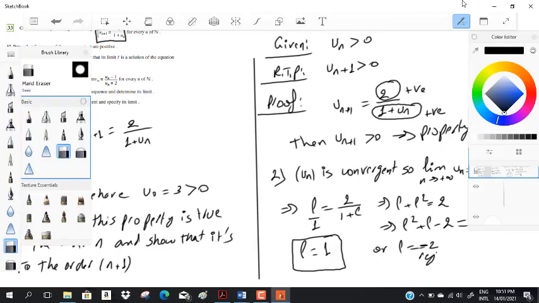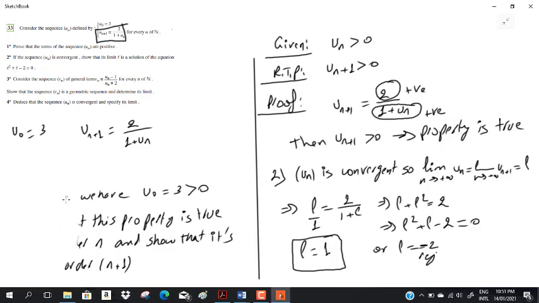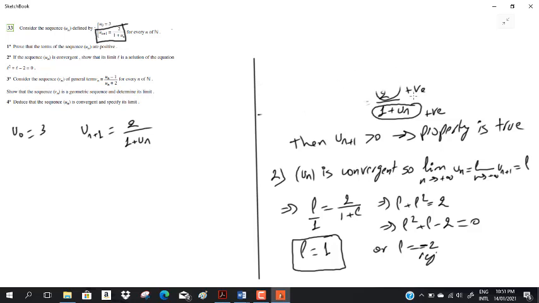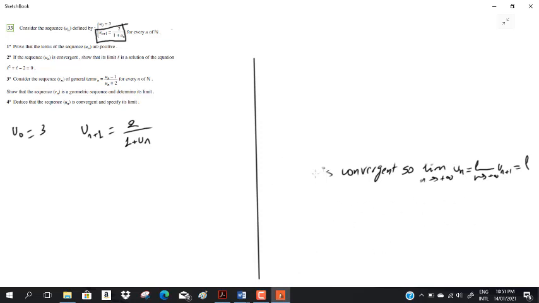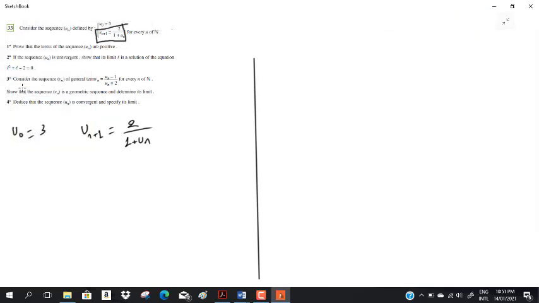Part 3. Consider another sequence Vn defined by its general term Vn equal un minus 1 over un plus 2. Show that the sequence Vn is a geometric sequence.